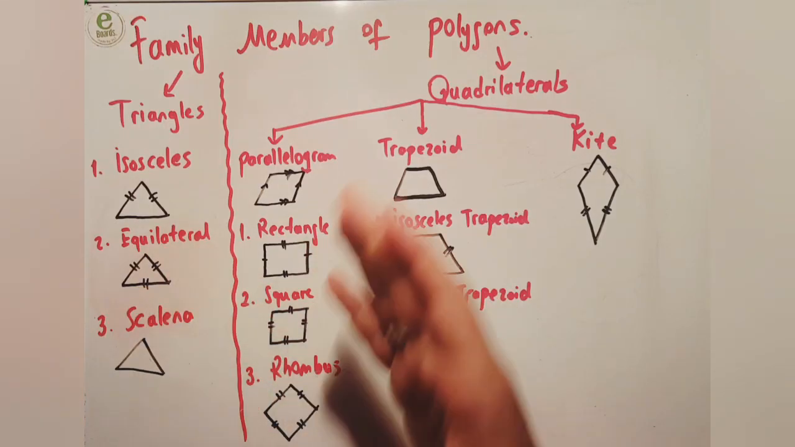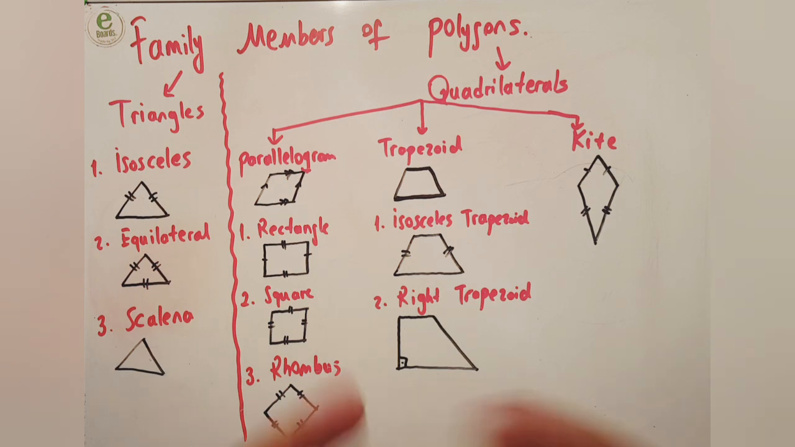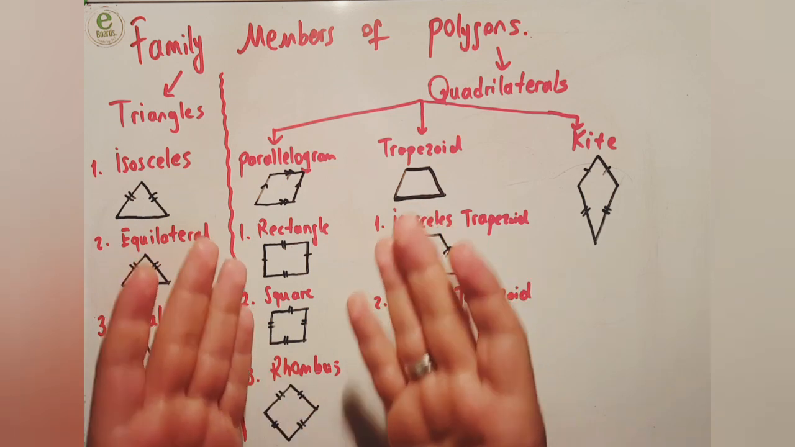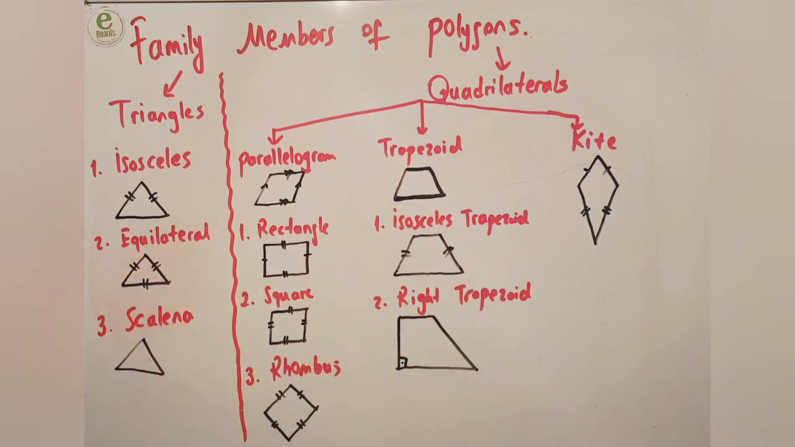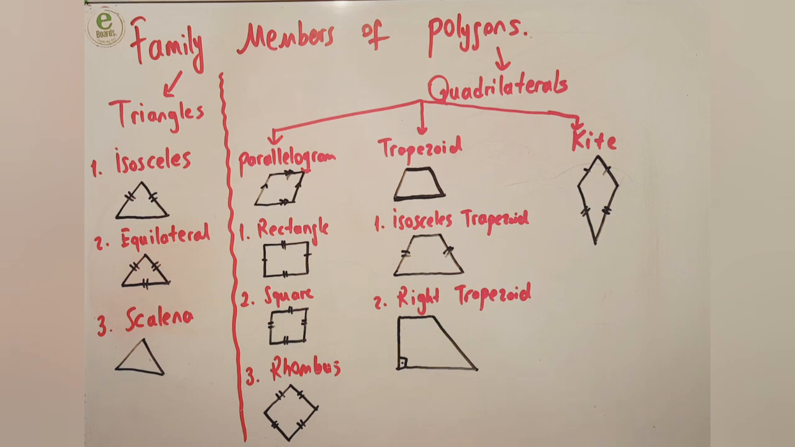And in this section you can see family members of polygons, so we can arrange them into groups such as triangles and quadrilaterals. We can divide triangles into three parts such as isosceles, equilateral, scalene. For quadrilaterals there are another three titles: parallelogram, trapezoid and the kite. We can separate parallelograms such as rectangle, square, rhombus. For trapezoids, under it we have two titles, isosceles and the right, and the last type of quadrilateral is a kite, which has two pairs of consecutive congruent sides.